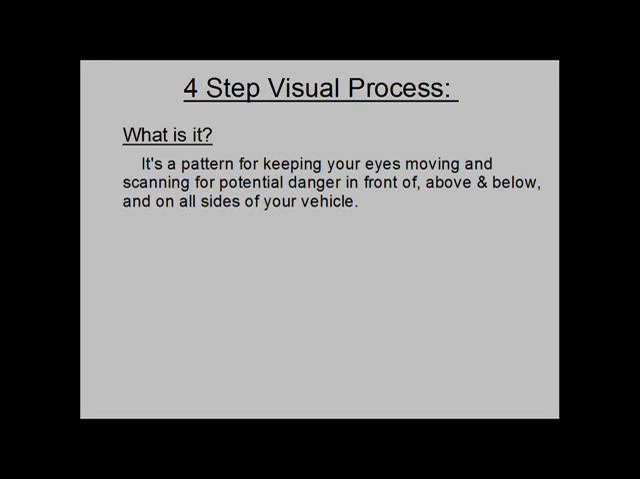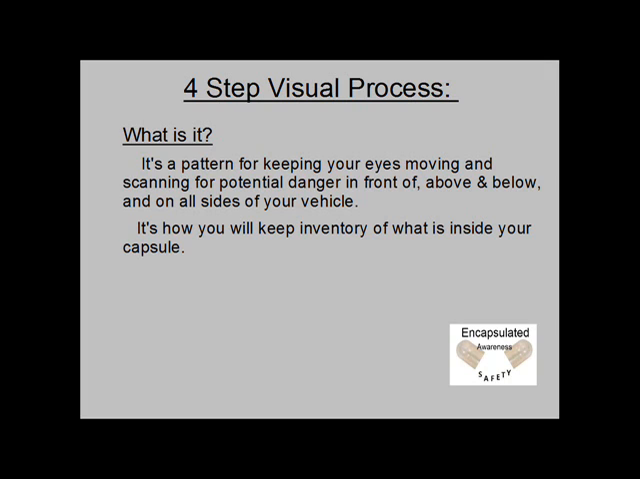Four-step visual process. The four-step visual process is a pattern for keeping your eyes moving and scanning for potential danger in front of, above and below, and on all sides of your vehicle. It's how you will keep inventory of what is inside your capsule.